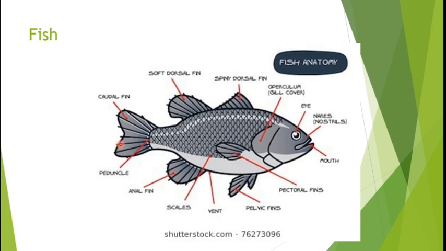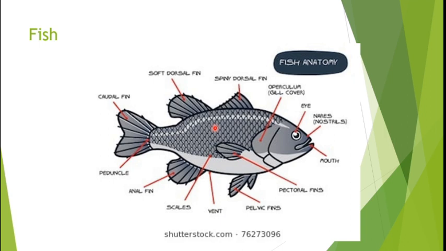All right. There are 2 groups of fish: bony fish and cartilaginous fish. In bony fish, the skeleton is made out of bones. The skin is going to be covered by scales, which, when we go to the shop to buy fish, they take off, but the body is going to be full of scales, which protect the skin.